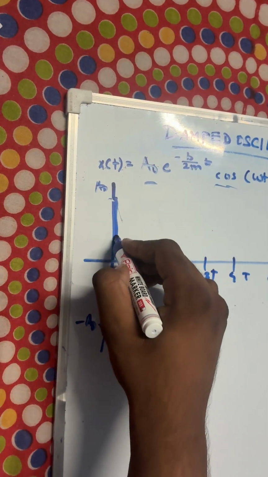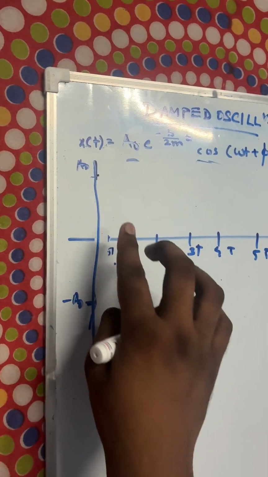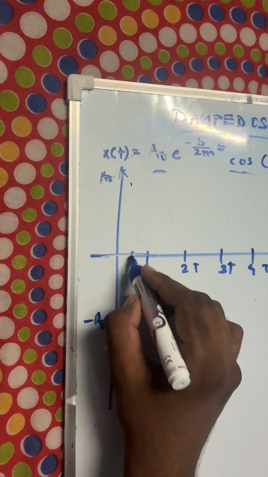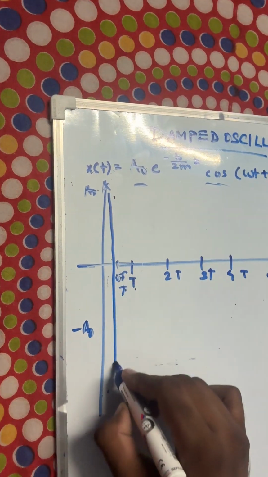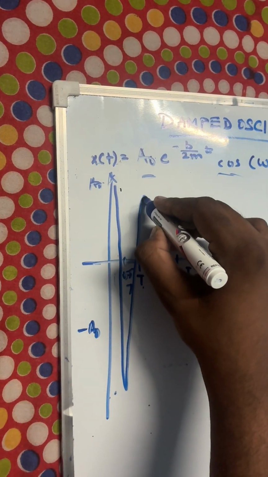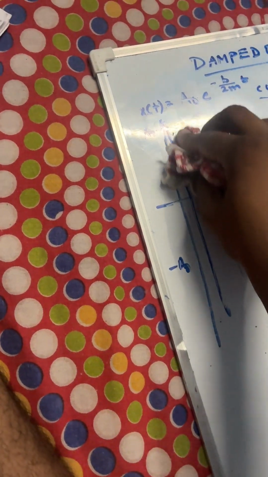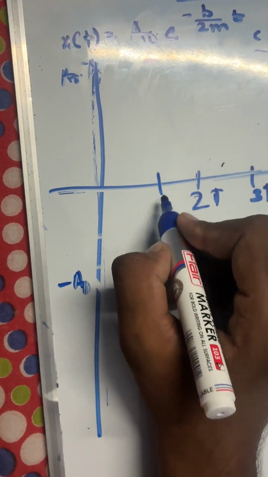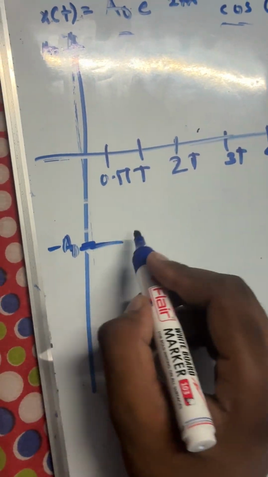The graph starts from here, reaches its minima, finds its maxima again. To help you understand, I'm not just directly drawing the graph. Let's just draw the coordinates. Here it's 0.5t. It starts at e to the power 0.